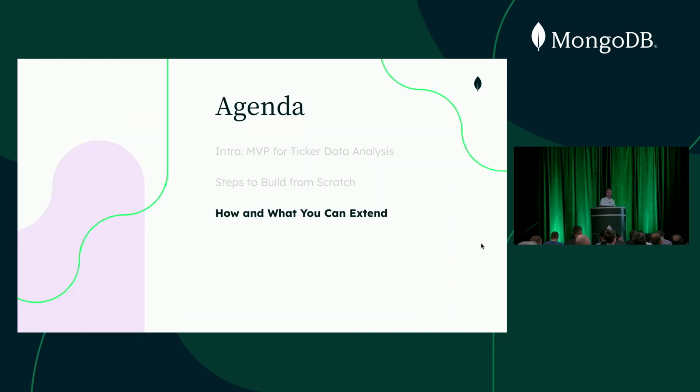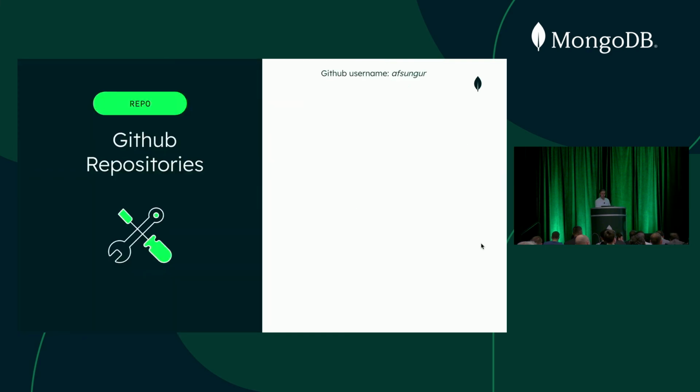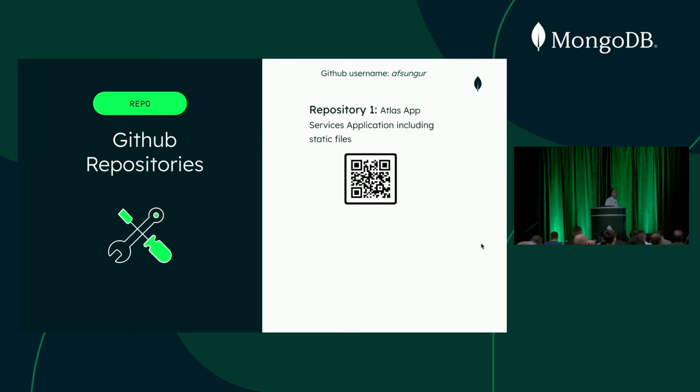All right, so how and what can you extend? This is my GitHub username. There are 2 GitHub repositories. The first repository includes the Atlas App Services application. You can pull the repository and follow the guidelines in the README file, and you will have the App Services application up and running in 30 minutes.